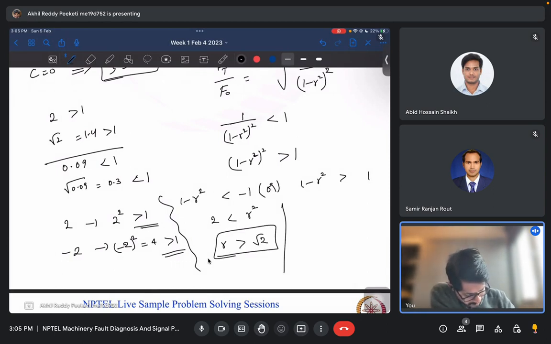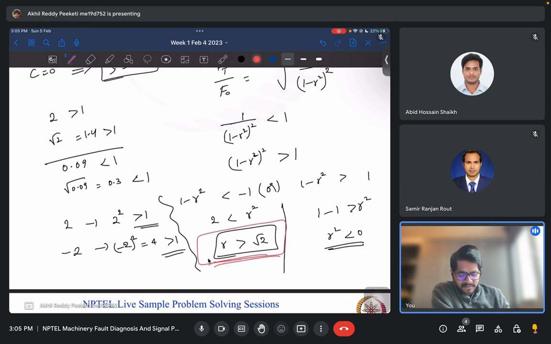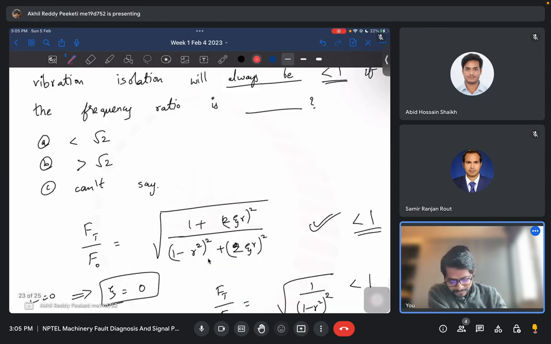and this would give us 1 minus 1, so r square less than 0. So this is not possible, right? A square of something can't be less than 0, right? So this is the only possible solution. So r should be greater than square root 2. Okay.